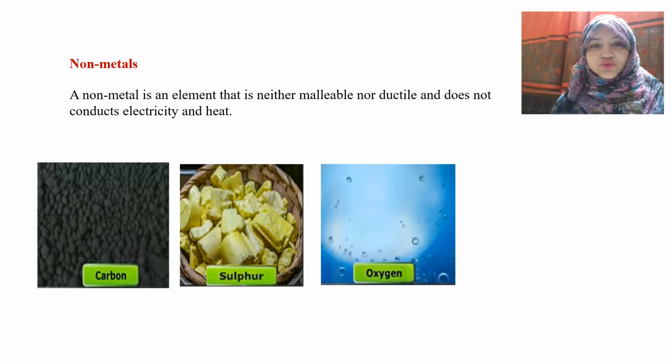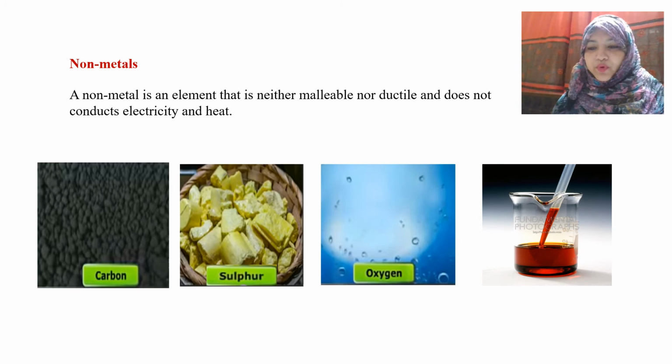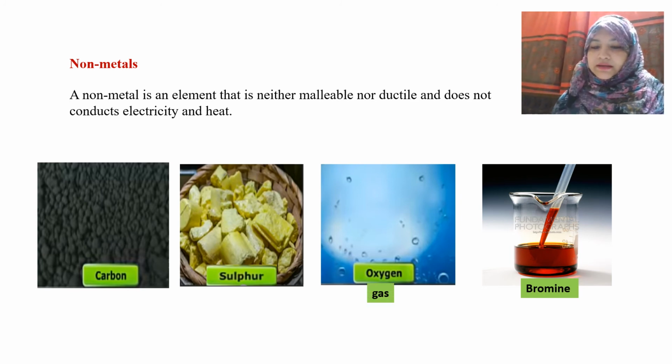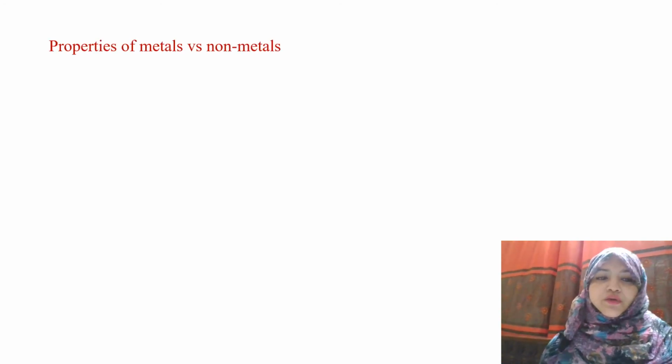At room temperature. And this is bromine. This is a liquid non-metal at room temperature, and oxygen is a gas. That means non-metals can be solid, liquid, and gases at room temperature. And now we can make a comparison between metals and non-metals: properties of metals versus non-metals.